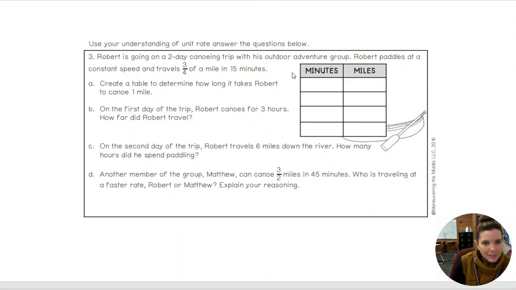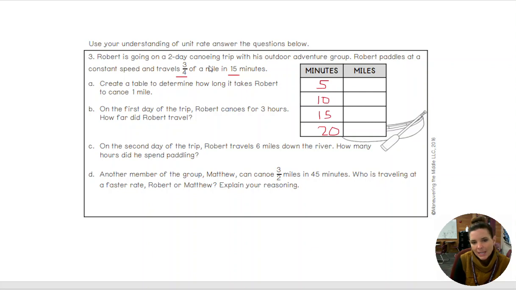Okay, let's look at number 3. Robert is going on a 2-day canoeing trip with his outdoor adventure group. Robert paddles at a constant speed and travels 3/4 of a mile in 15 minutes. Create a table to determine how long it takes Robert to canoe 1 mile. So there are different ways that we could do this table, but let's just break this down into increments of 5 minutes. So let's see how far he's gone in 5 minutes, how far he's gone in 10 minutes, how far he's gone in 15 minutes, how far he's gone in 20 minutes.